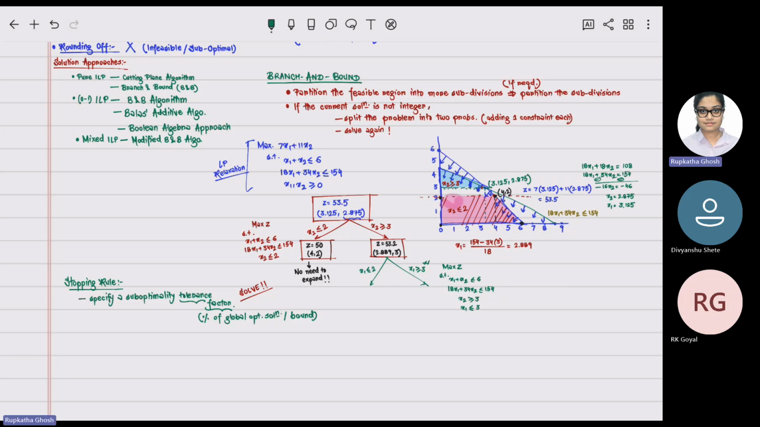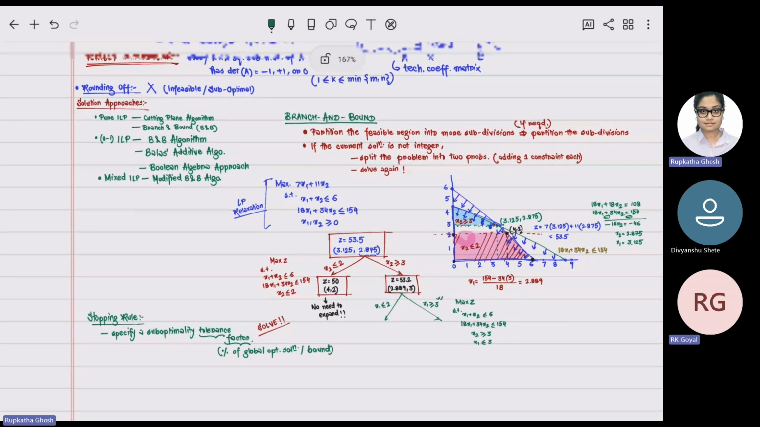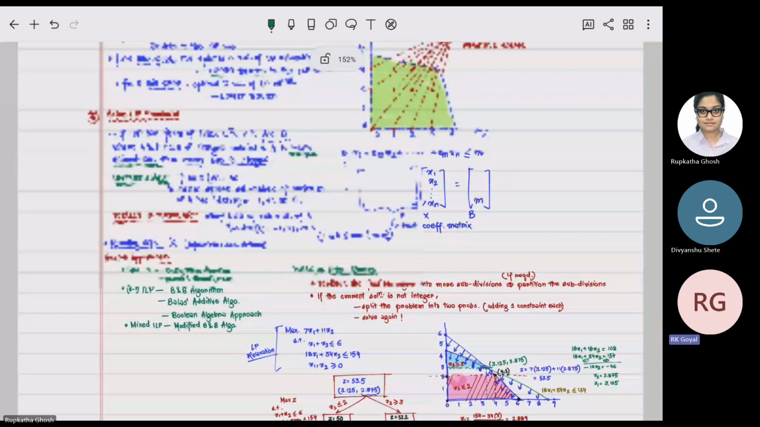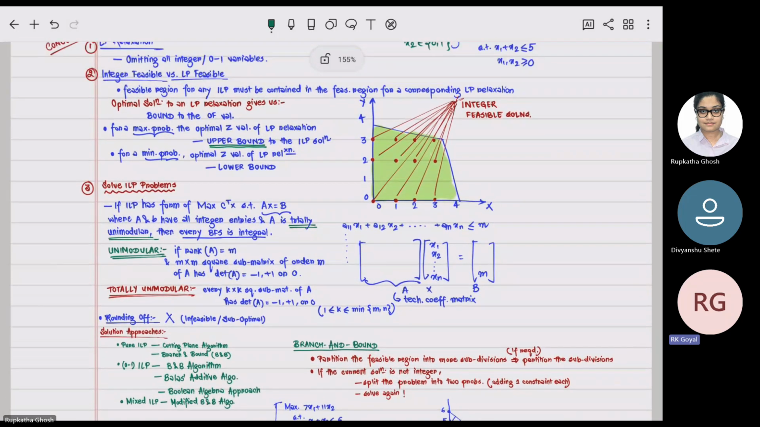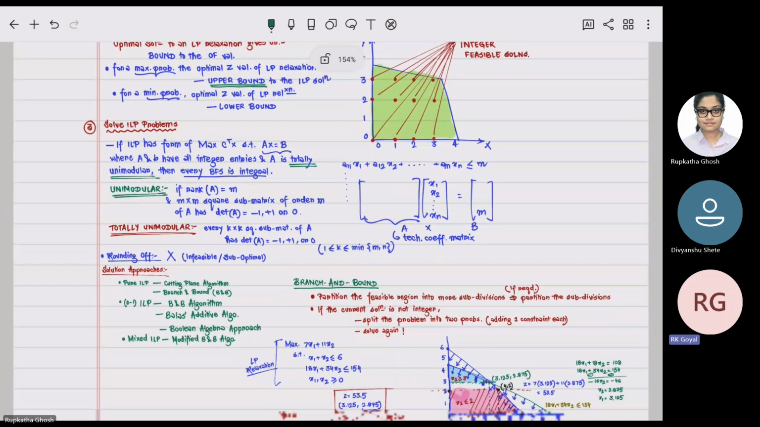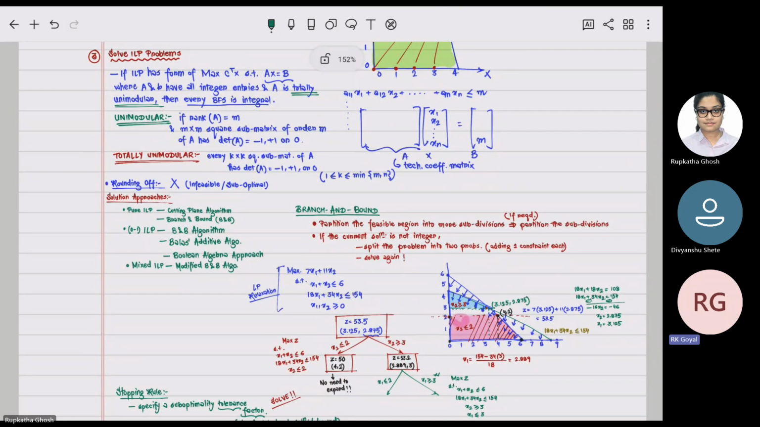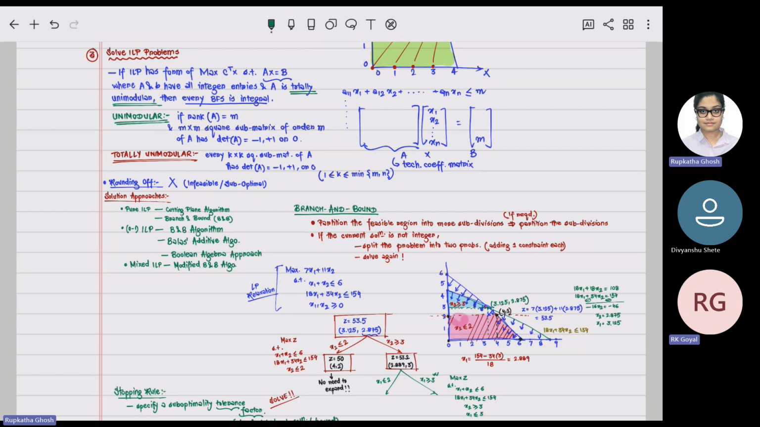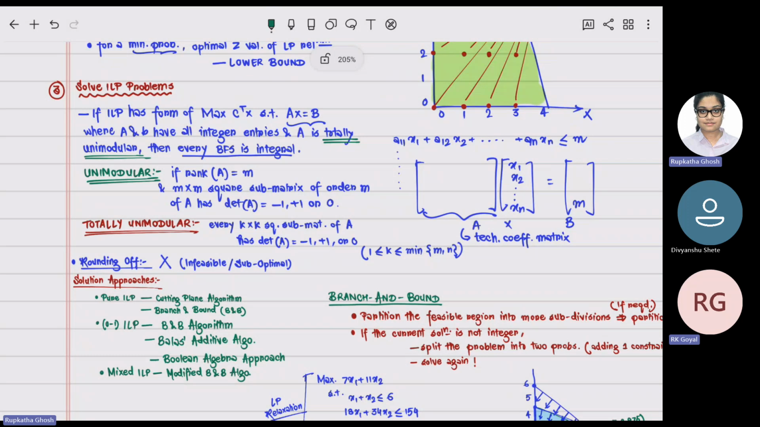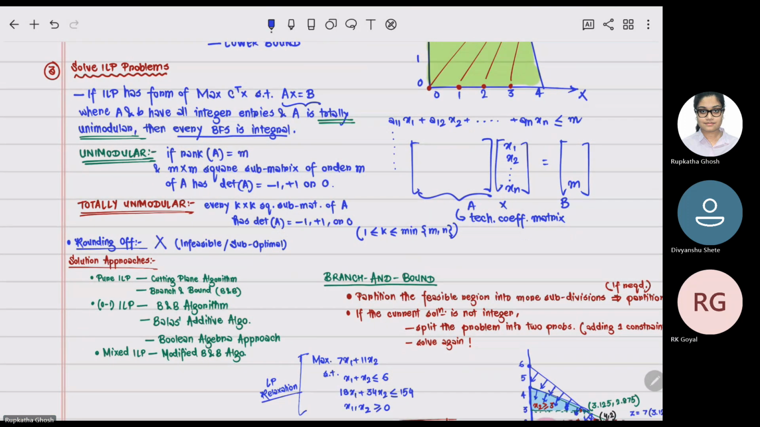So any doubts? There is a small typing mistake in point number 3. Instead of small b, can you make it capital B? In point number 3, wherein you wrote Ax is equal to b, while writing, you wrote it as small b, just for correctness purposes. Where A and capital B have all integer entries. So it's capital B. Such that Ax is equal to B, and where A and capital B have all integer entries. Okay, fine. Thank you so very much.